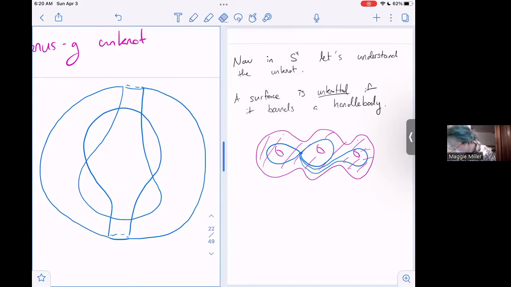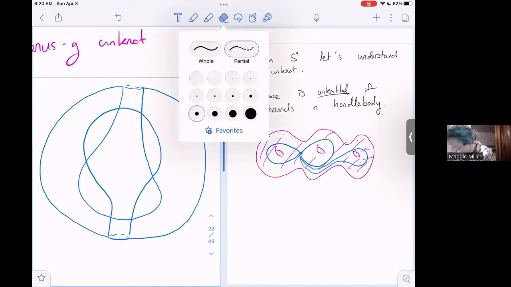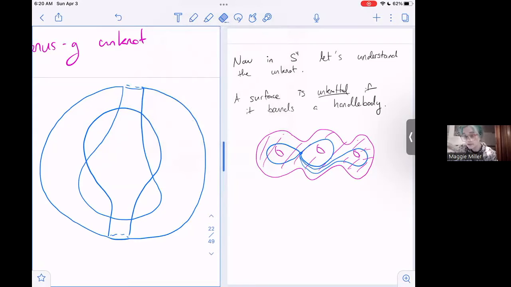Okay, so I'm going to delete little portions of those intersection circles, in a neighborhood of each circle, in one of the sheets. So maybe I'll delete this neighborhood.